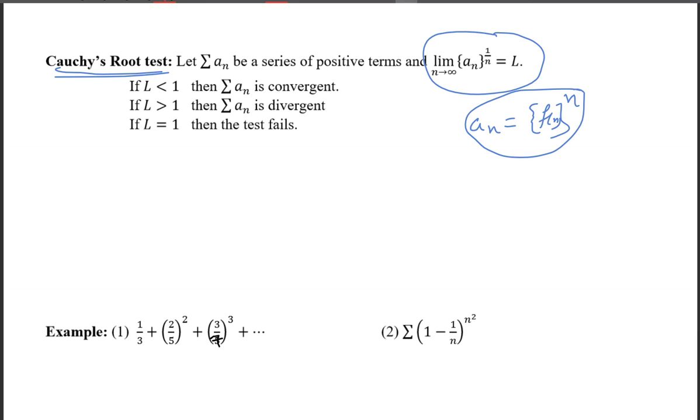Understand? Not always. I'm not saying this is a trick. I'm saying that as the 1 by n power is there, you may get some finite value. The condition is the same as D'Alembert's ratio test. Only for Raabe's test is the condition different. For Cauchy's root test and D'Alembert's ratio test they are the same: L less than 1 convergent, L greater than 1 divergent, L equal to 1 test fails. Now come down to the example.